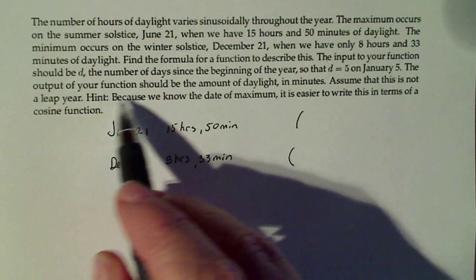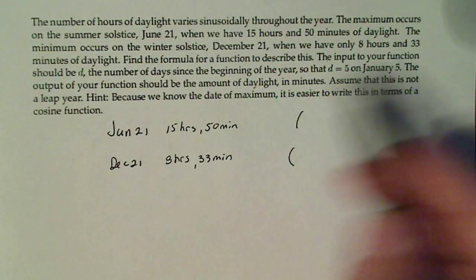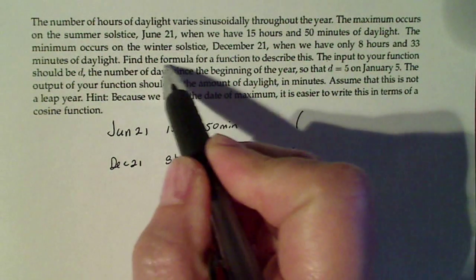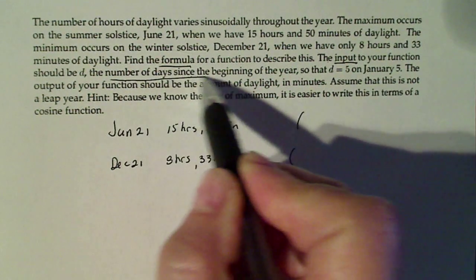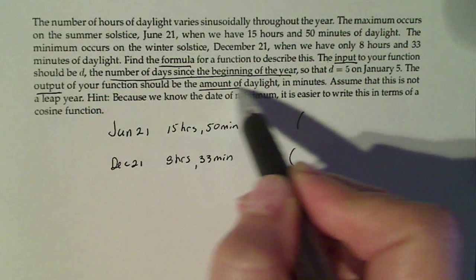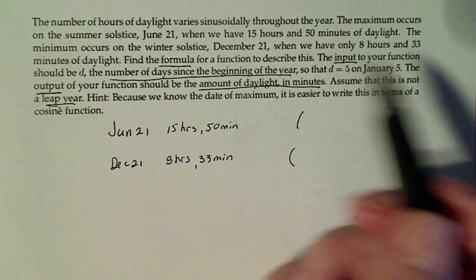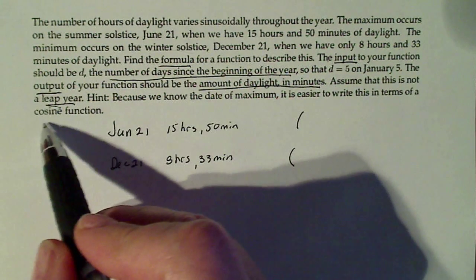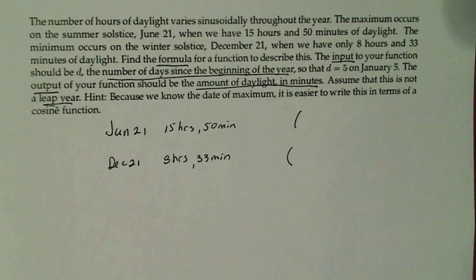Then it says the output of your function should be the amount of daylight in minutes. So we were trying to find a formula. The input is the number of days since the beginning of the year. The output is the amount of daylight in minutes. Not a leap year, that's important. They tell you it's easier to write a cosine function, so I am going to do a cosine function, but you can do sine, cosine, negative cosine, any of those, and it should work.